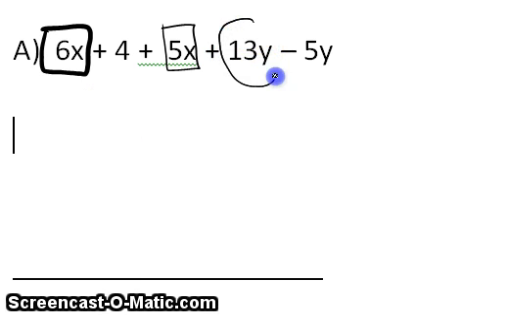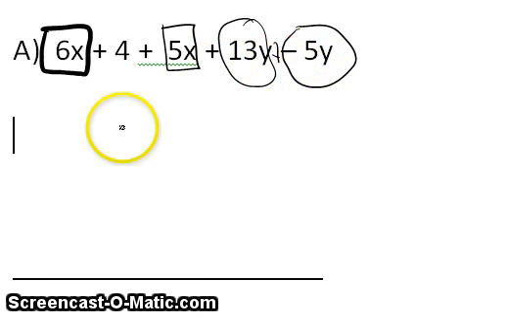13y, however, has a like term of negative 5y, and I'm going to change this to plus negative 5y, and I'm going to circle that negative with the 5y. Because in addition, I can change these terms around. I can change their order around. But with subtraction, you can't just change the order.